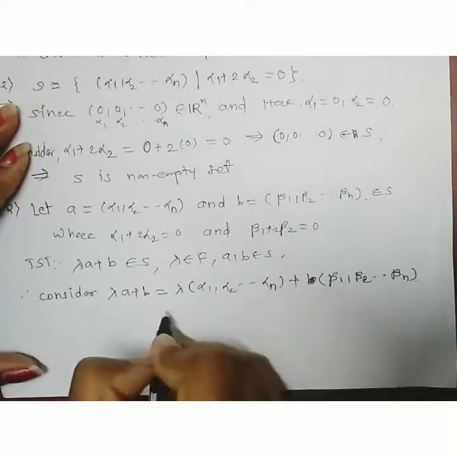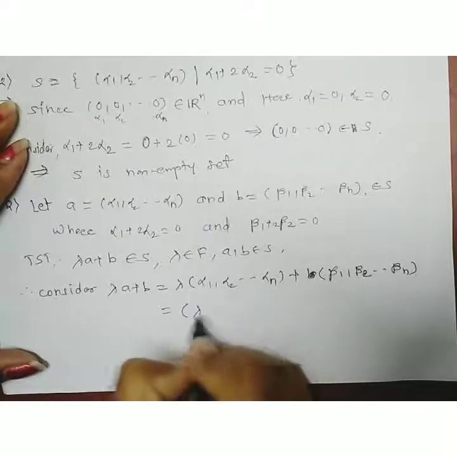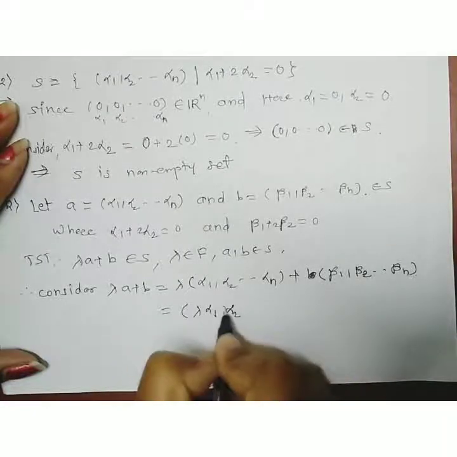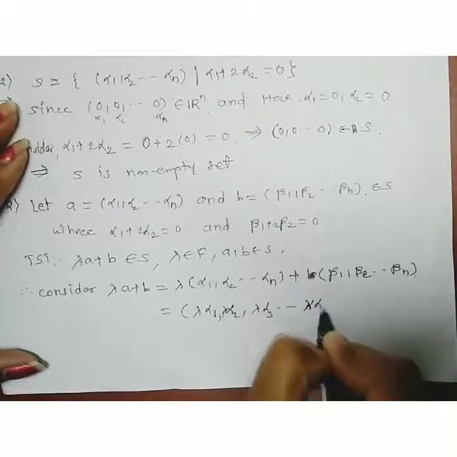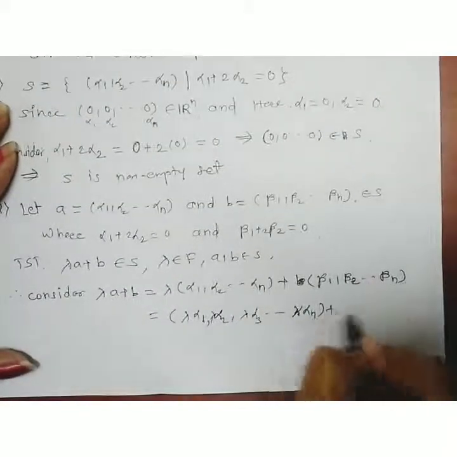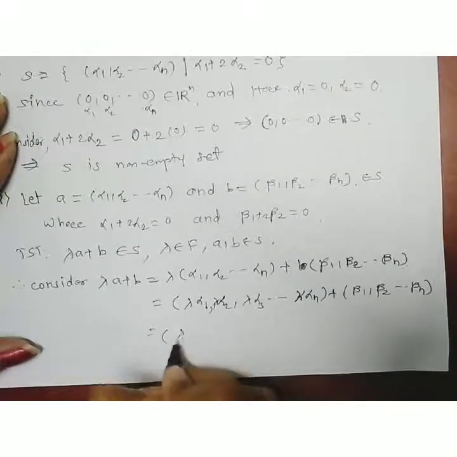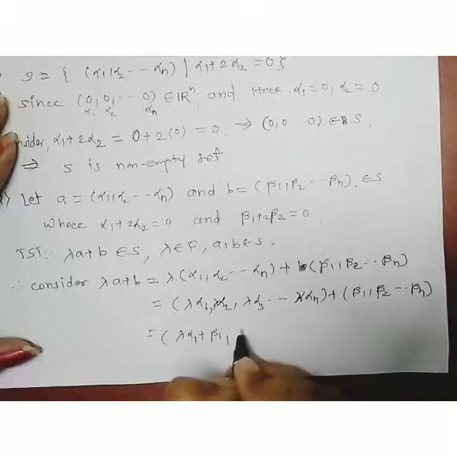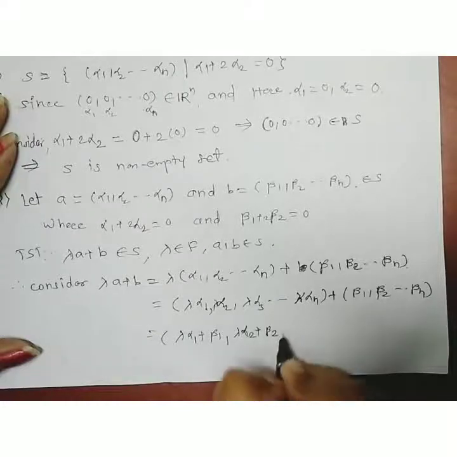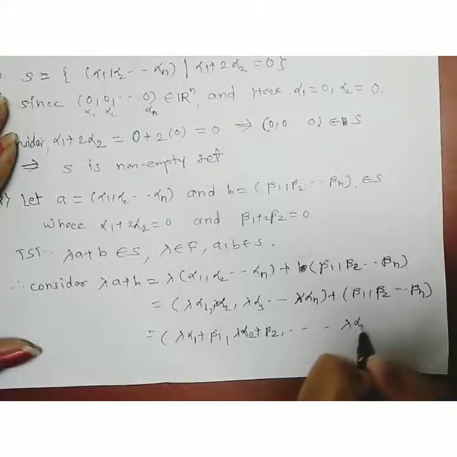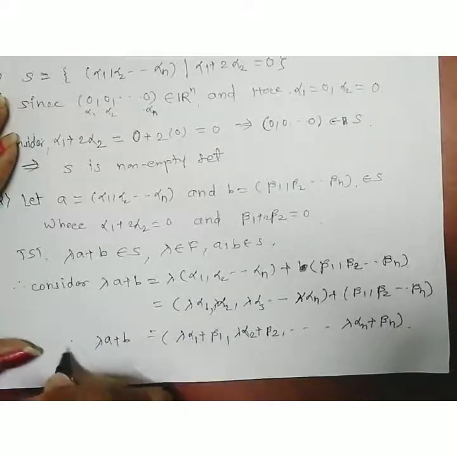Multiplying lambda inside the bracket, we get lambda of alpha 1, lambda of alpha 2, lambda of alpha 3, and so on up to lambda of alpha n, plus beta 1, beta 2, and so on up to beta n. Then add both. This is lambda of alpha 1 plus beta 1, then lambda of alpha 2 plus beta 2, and so on up to lambda of alpha n plus beta n. This is nothing but lambda a plus b.